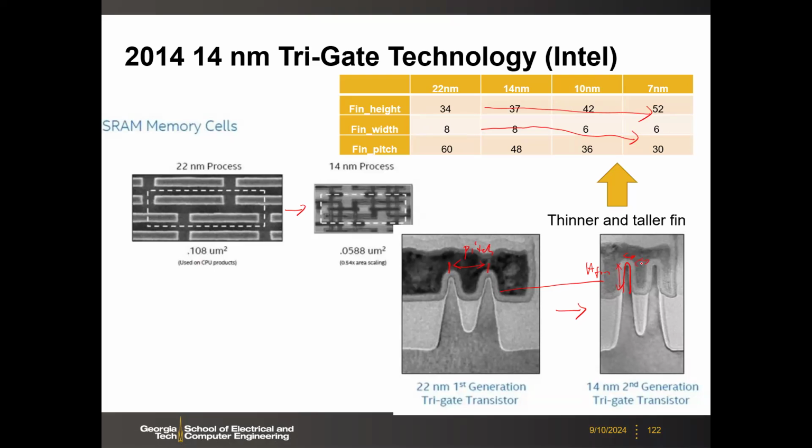So this is how you improve the density and also improve the current per footprint, right? Because now you know the FinFET effective W is twice the height plus the fin width. So the height is increasing, so each fin is giving you more current. So that's the general trend. Any questions here?